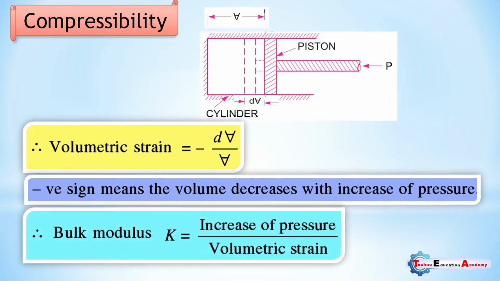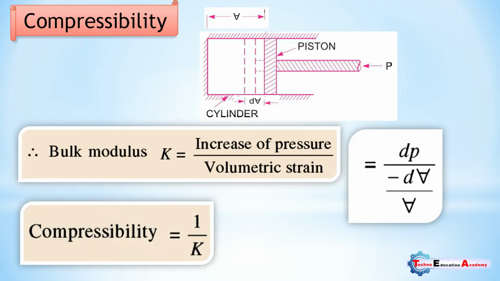Now bulk modulus, we know that bulk modulus means increase of pressure upon volumetric strain. We have already discussed this in the first slide. It is the ratio of change in pressure upon volumetric strain. So the change of pressure is dP, and volumetric strain, we have already derived, is equal to minus dV by V, and this negative sign represents that the volume of the gas decreases with increase of pressure. But we know that compressibility is the reciprocal term of bulk modulus. So compressibility equals 1 upon K. By using this equation, we can solve examples related to compressibility and bulk modulus.